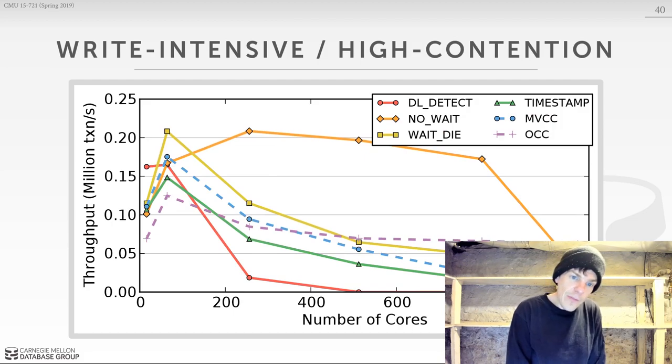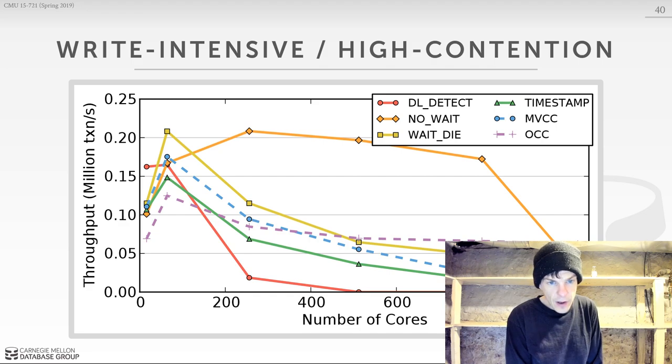All right, the last graph is sort of the money shot of all this. This is now we're running again up to 1,000 cores with a write-intensive workload with high contention. So this is now 90% of the transactions are trying to update 10% of the database. What you see is that all the protocols essentially flatline and converge to almost zero when you're up to 1,000 cores. So this is what I was saying before, that when there's high contention, the different protocols essentially degenerate into performing the same.